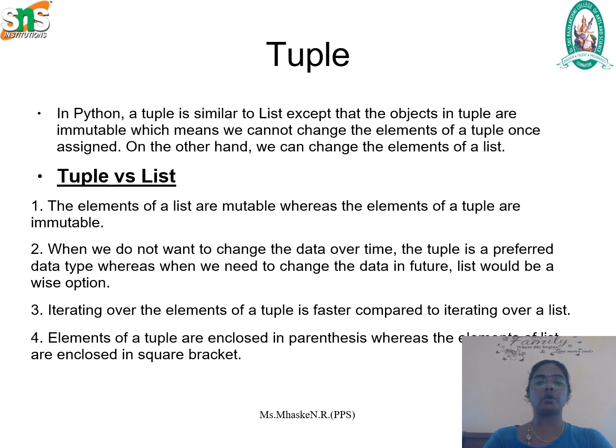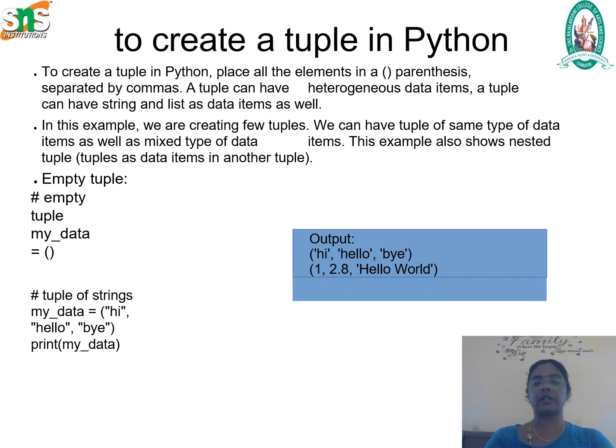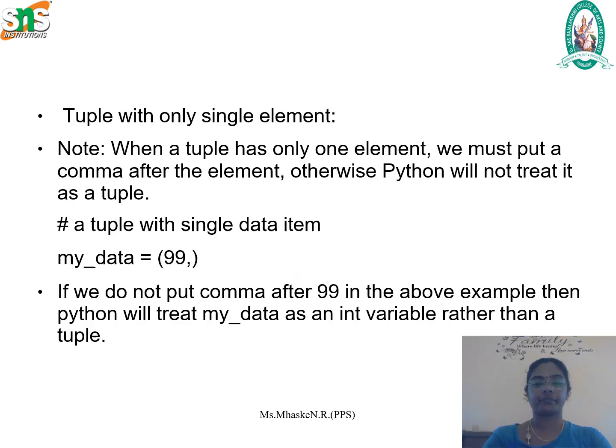The elements of a tuple are enclosed within parentheses, whereas in a list they are enclosed within square brackets. Likewise, for defining a function we use parentheses, and a tuple also contains its elements within parentheses. So my tuple data equals, within the parentheses, you can give the data values. We can have a tuple with a single element or with multiple elements.